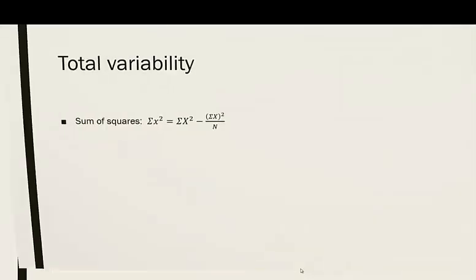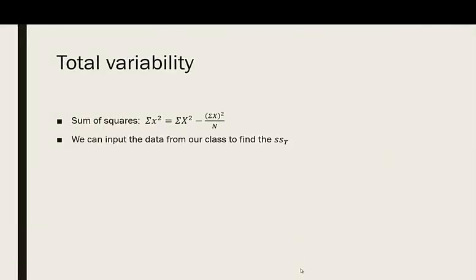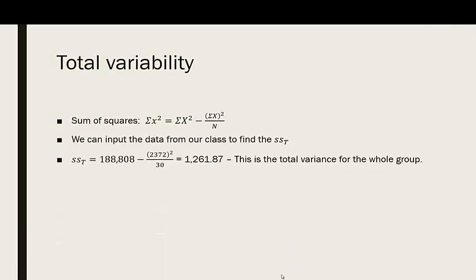So now let's go look at that formula, and when we input these numbers, we come out with 1,261.87. This is the total variance for our whole group, all groups. This is our sum of squares total. So when we're talking sum of squares, we're talking about variance. And our total variance now is 1,261.87.